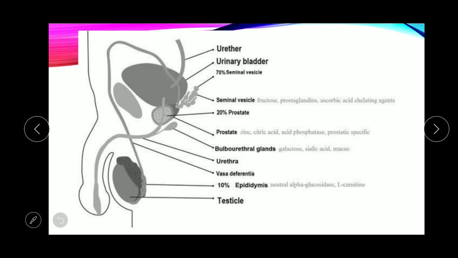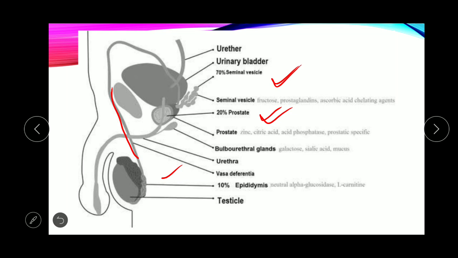So you can see the testis here. The epididymis is there. The contents of the epididymis, that is sperms, constitute 10% of semen. The prostate gland constitutes 20% of semen, and the seminal vesicle constitutes 70% of semen. The epididymis is continuing as the vas deferens.